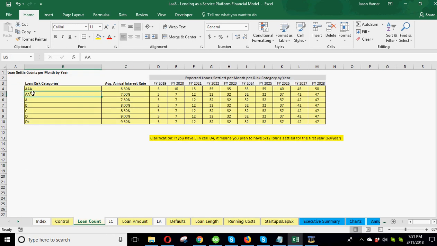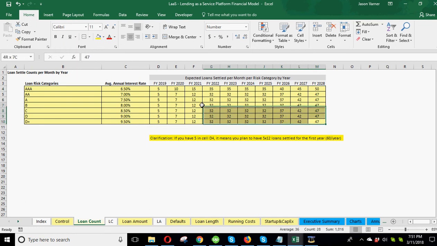Okay, so then we've got loan counts here. This is where you're going to define what you're going to call each of your risk categories. There's up to 7 here. You can put what their average annual interest rate is here, adjust it to whatever you want, and then you just start putting in the monthly loan count. So here it's saying 5. So for 2019 for AAA, the platform plans on settling 5 AAA loans per month, so a total of 60 for the year. And then you could apply that logic all the way across for each year. You can see by the end, we're planning to do 50 AAA loans per month.